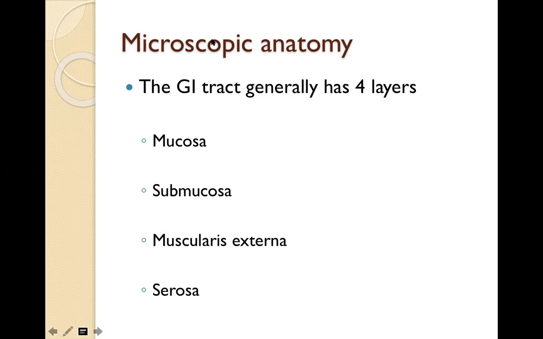And the four layers that we're going to discuss are the mucosa, the submucosa, the muscularis externa, and the serosa. If we're in the lumen of the GI tract and we're looking at the cells that line the lumen, that's the mucosa. If you go one step deeper than those cells, you end up in the submucosa. A step deeper from that, you're in the muscularis externa. And then the deepest layer is the serosa.